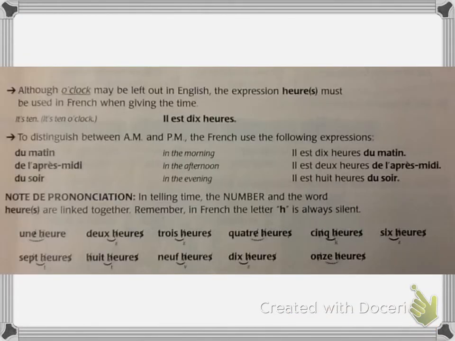So although o'clock may be left out in English, the expression heure must be used in French when giving the time. That's because you're literally saying, to translate it, it is 10 hours. So if you left the word hours off, you would just be saying it is 10. It is 10 what? Okay? And so you have to have that word heure in French.